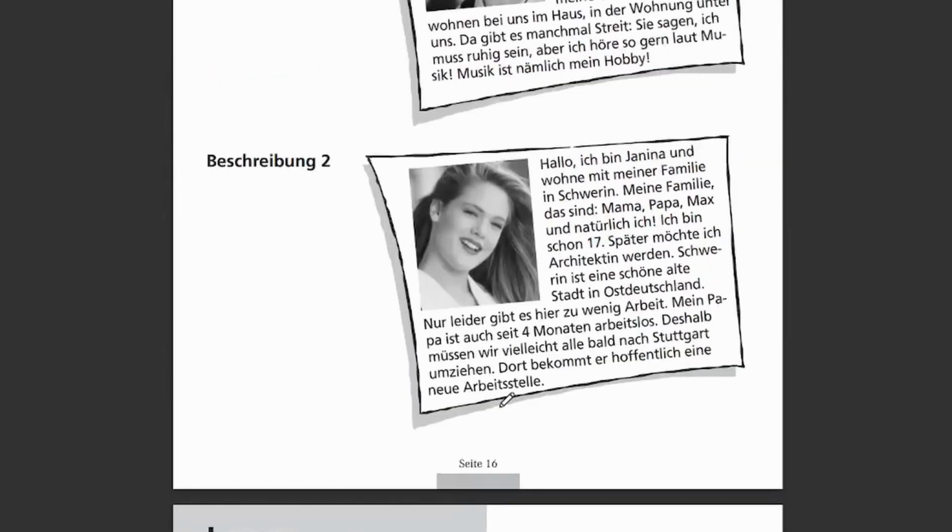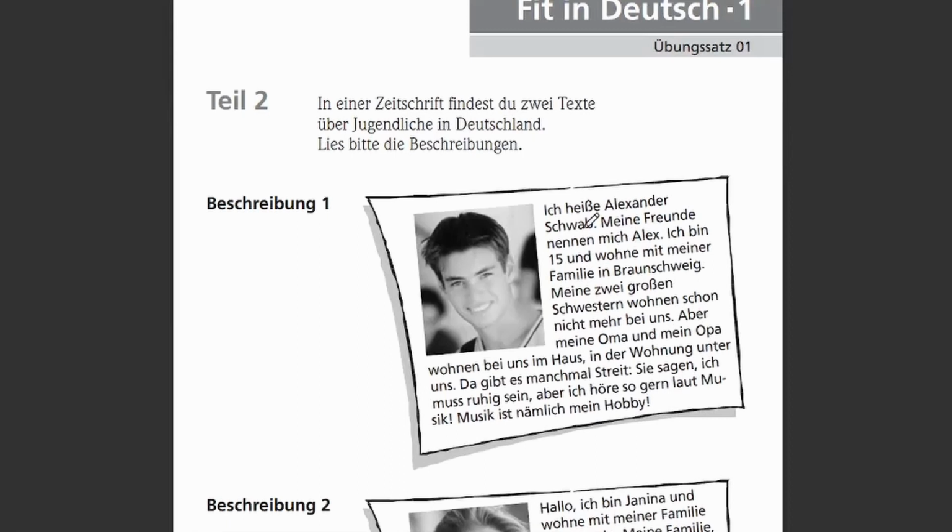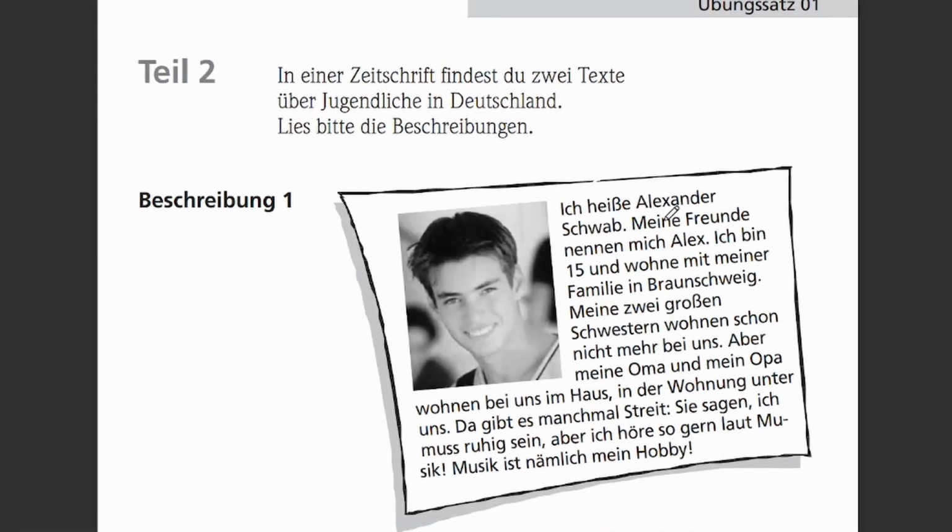So let's see what is right or wrong. Ich heiße, I'm making it a little bit bigger for you. Ich heiße Alexander Schwab. Meine Freunde nennen mich Alex. Not important for us. Ich bin 15, okay. Und wohne mit meiner Familie in Braunschweig. Meine zwei großen Schwestern wohnen schon mit mir bei uns. Aber meine Oma und mein Opa wohnen bei uns im Haus.